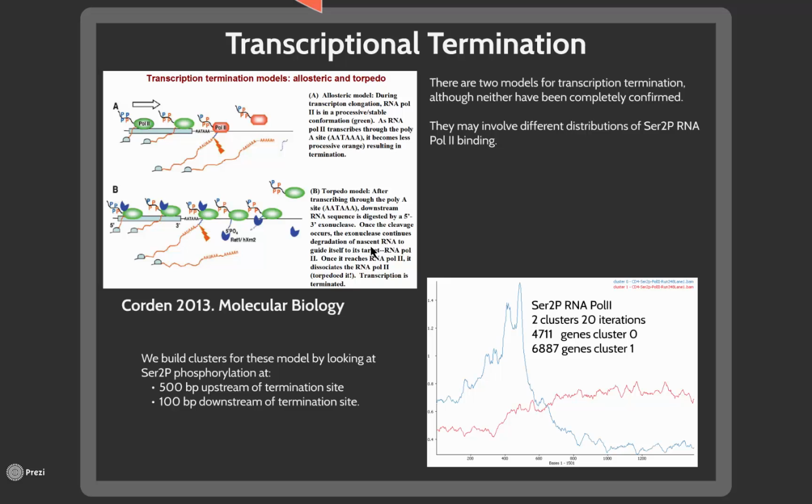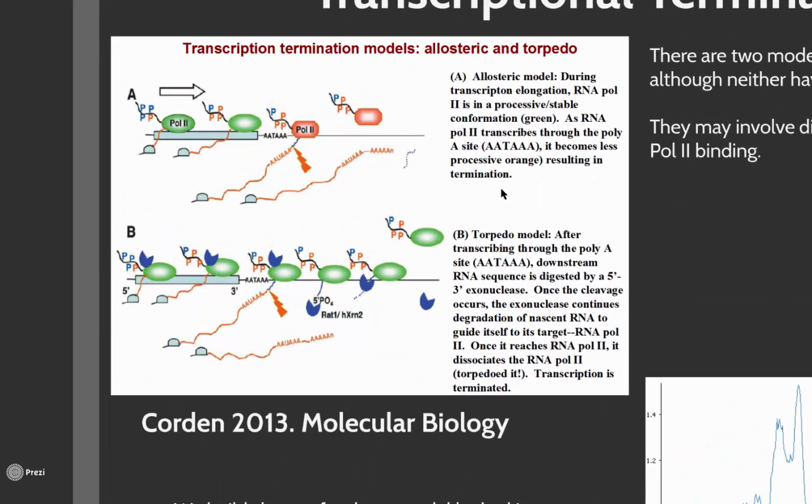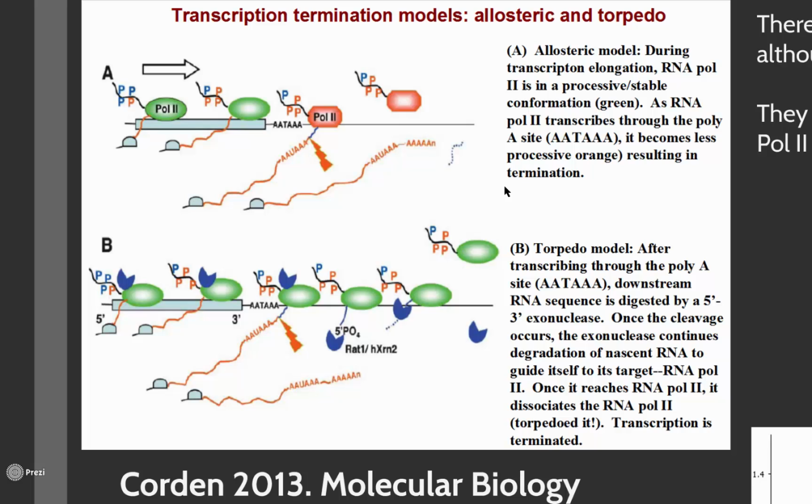So how does this apply to some actual models of transcription? Well, let's take a look at transcriptional termination. There are 2 models for transcriptional termination. And although neither has been completely confirmed, we can still look at them and see what our clustering data says about them.